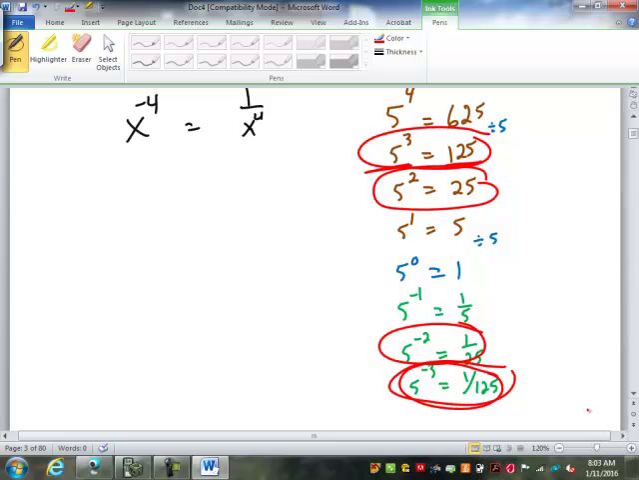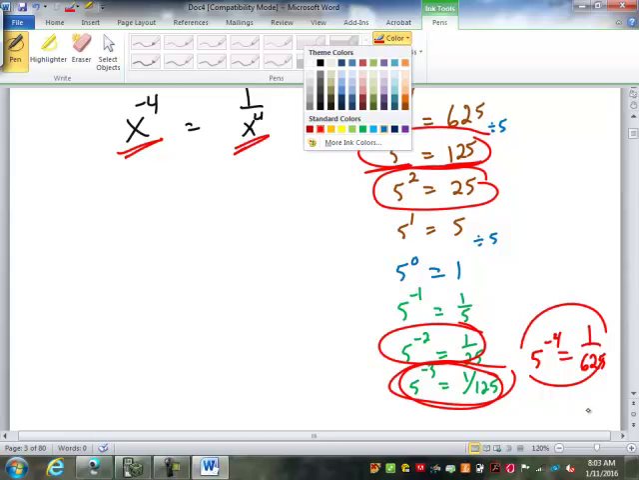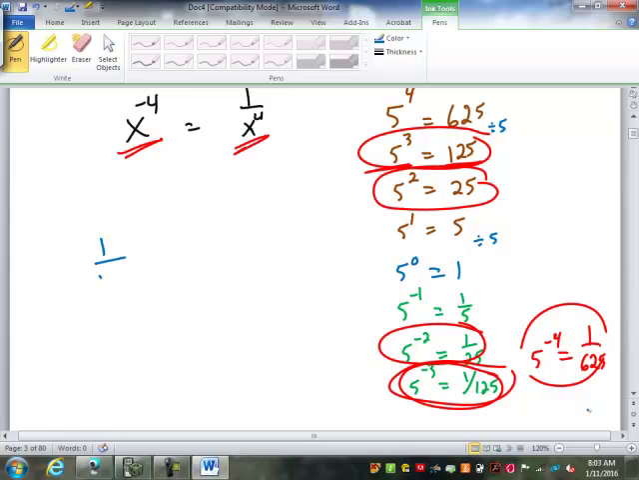What do you think 5 to the negative 4th is going to be? 1 over 625. The negative power is just a reciprocal. X to the negative 4th is just 1 over x to the 4th. That is why when we had that 1 over y to the 6th, you could write it as y to the negative 6th. Either one. They mean the same thing.